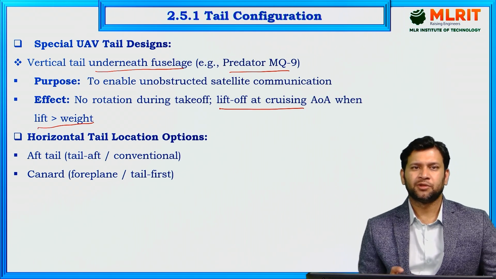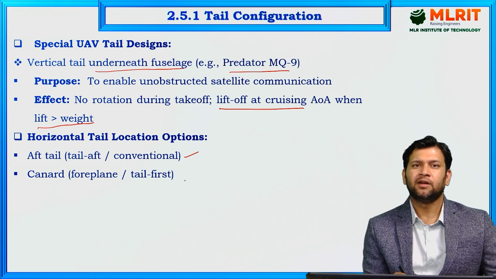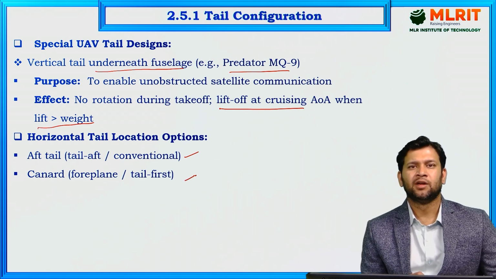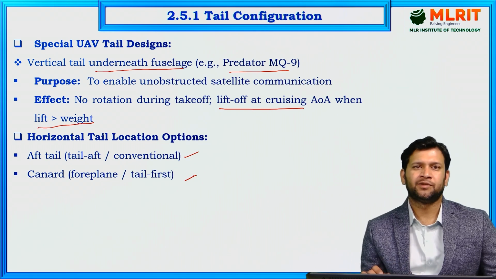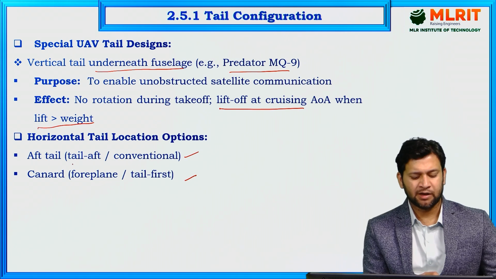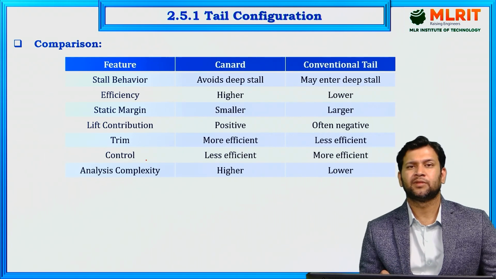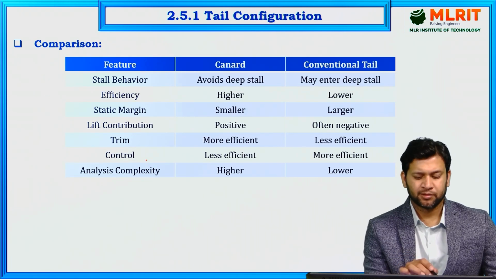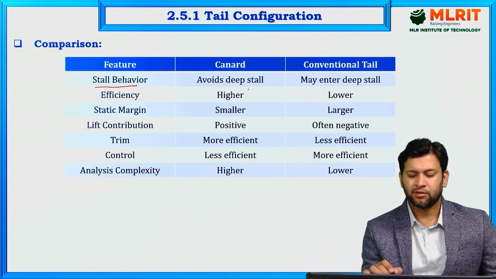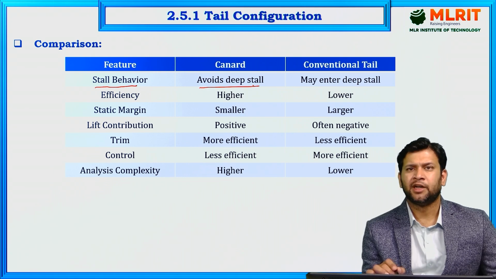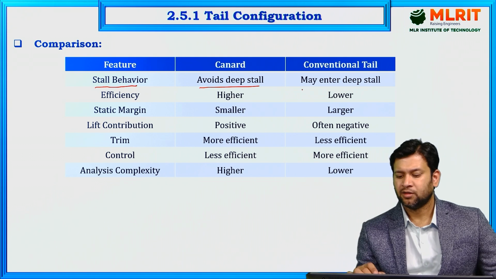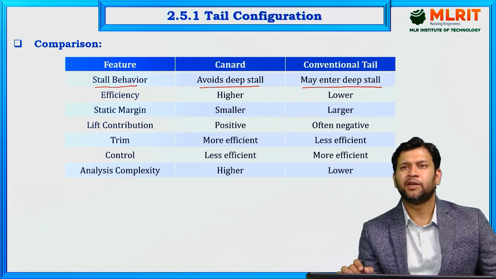Horizontal tail location options: we have aft tail and canard. Canard will be the foreplane, tail first, then wing, and then after the wing we have a conventional tail, which is aft tail here. Comparisons of tail configuration, stall behavior: for canard, it avoids deep stall, and for conventional tail, it may enter deep stall.